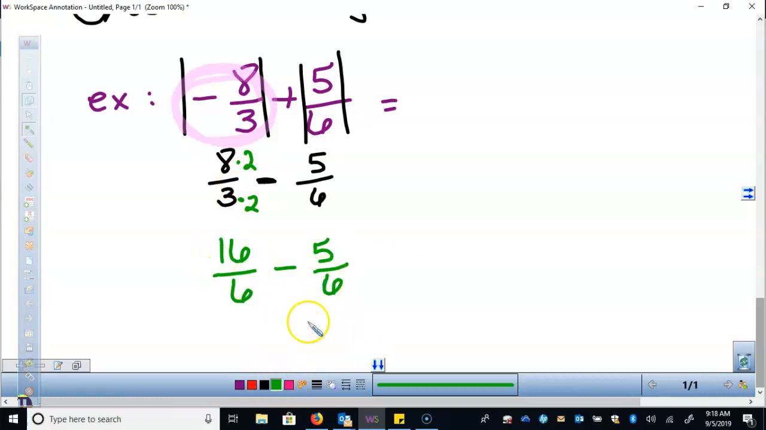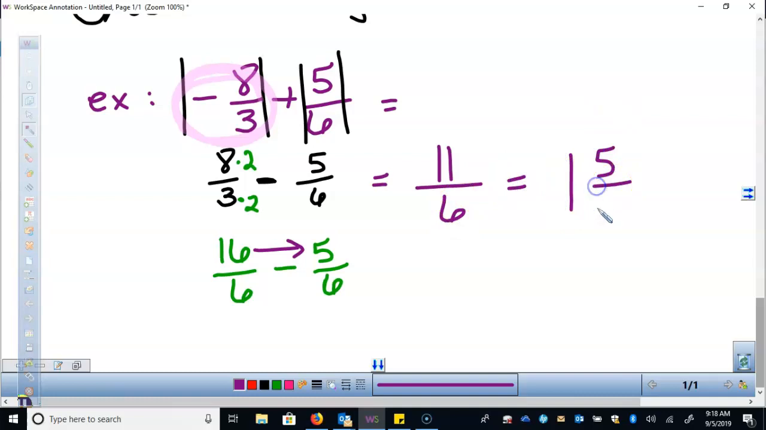Now that we have the common denominator, we can subtract straight across, subtract our numerators, and the denominator stays the same. The denominator is basically just telling us how big these pieces look, okay? Not how many they are. So that stays. So 16 minus 5 is 11. We have 11/6. If we would like to, we could change that, and we realize that that is 1 with 5 extra pieces left over.